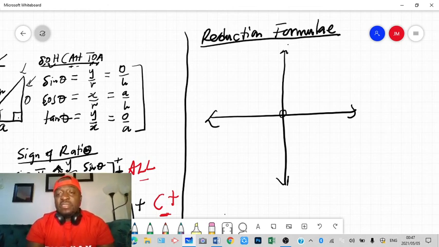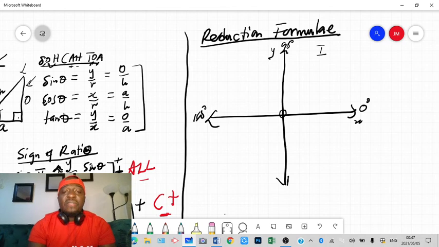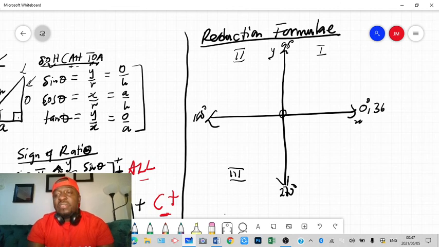If I'm sitting at 0 on the x-axis, an angle on the x-axis that is not moved anywhere will be 0 degrees. When I move from 0 to this in the first quadrant, I would have 90 degrees. From 90 to this angle, I would have 180. This is the second quadrant. I move to this, I would have my 270 degrees, which is my third quadrant. And back to this, I would have 360 degrees, which is my fourth quadrant.